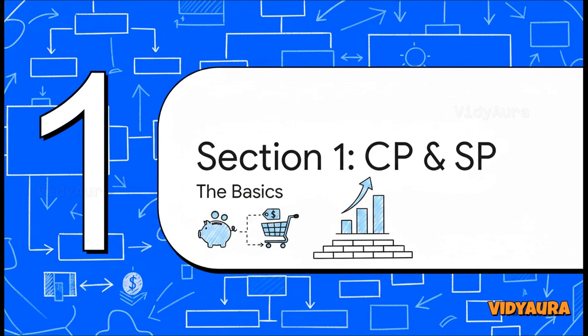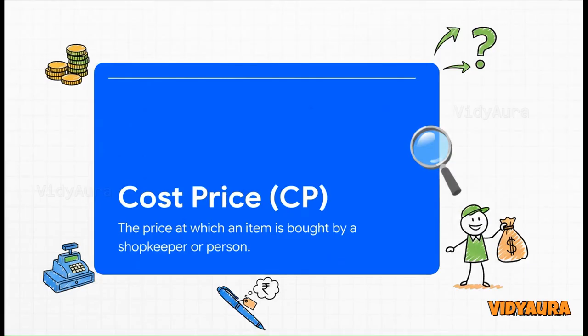All right, before we can even talk about making a profit or having a loss, we need to get two key ideas down first. These are the building blocks for everything else. I'm talking about cost price and selling price. First up, we have the cost price, which we often just call CP. Think of it this way. It's simply the money you pay to get something. If a shopkeeper buys a chocolate bar for 10 rupees to put in his shop, then that 10 rupees is the cost price. Pretty simple, right?